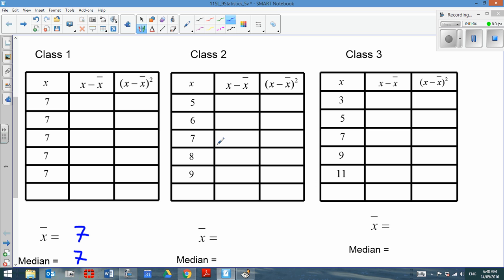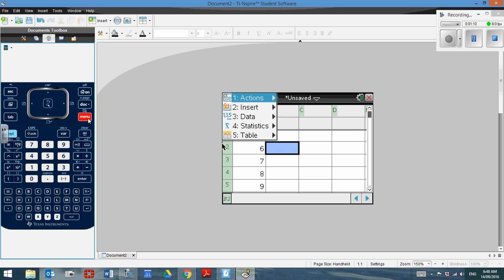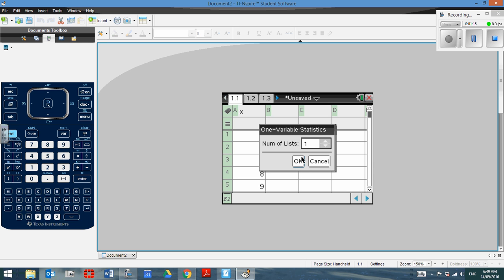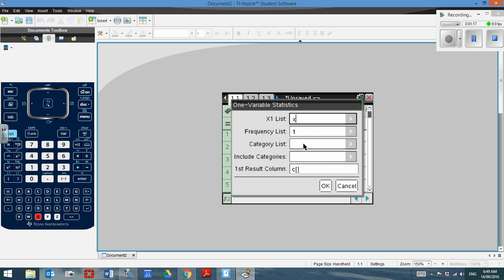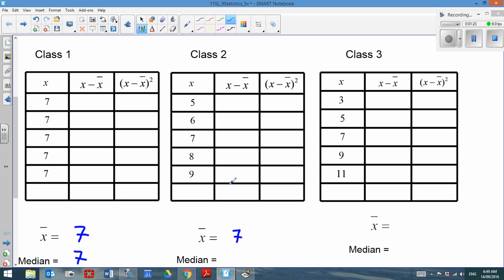If we look at class 2, I've added all of these up and set up a list in my calculator. Here we go to menu, statistics, stat calculations, 1 variable, and we call this one X. Here we have our mean as 7, and if we take a look, our median would also be 7.